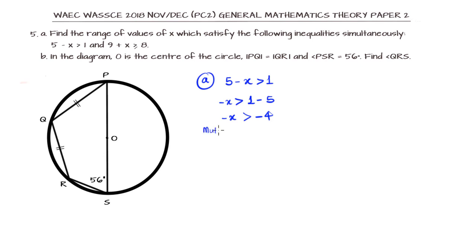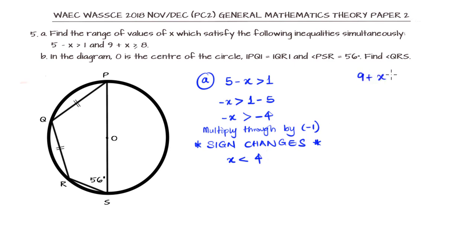But now, we multiply all through by minus 1. The implication of this is that the sign of the inequality will change. If you are dividing or multiplying by a negative number while working with inequalities, the sign will change. So here, if you multiply through by minus 1, it will be x is less than 4. Now, for the second inequality, 9 plus x is greater than or equal to 8. When 9 moves to the right-hand side, x will be greater than or equal to 8 minus 9. And that means x is greater than or equal to minus 1.